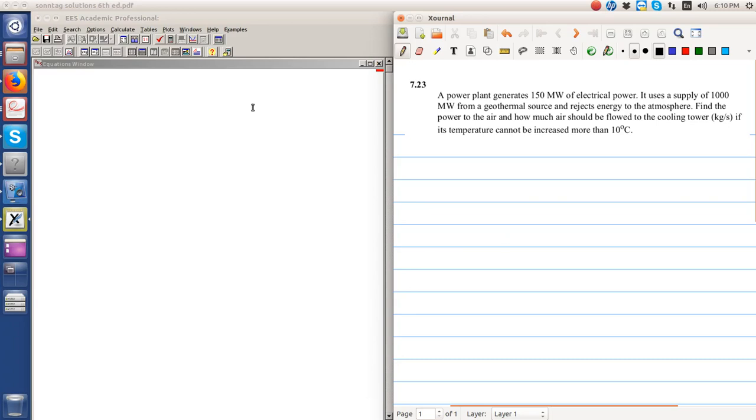Okay, let's consider quickly problem 7.23 of Sonntag. A power plant generates 150 megawatt of electrical power. It uses a supply of 1000 megawatts from a geothermal source and rejects energy to the atmosphere. So if this is the geothermal spring rock, so geotherm.